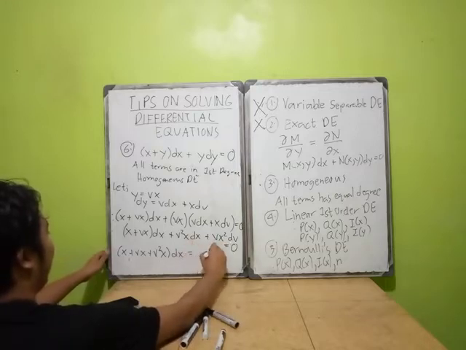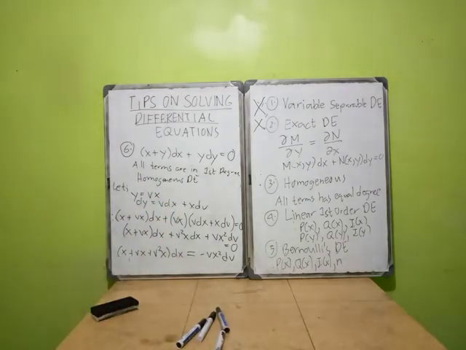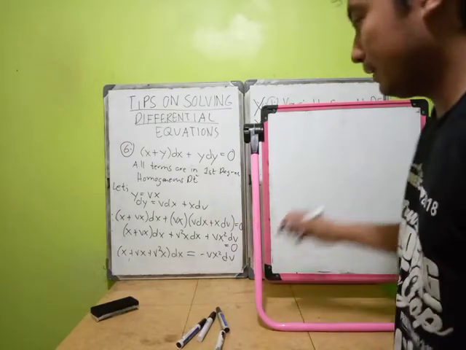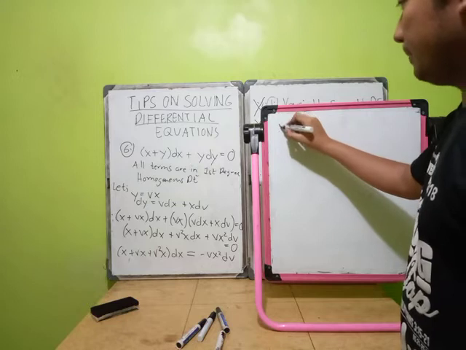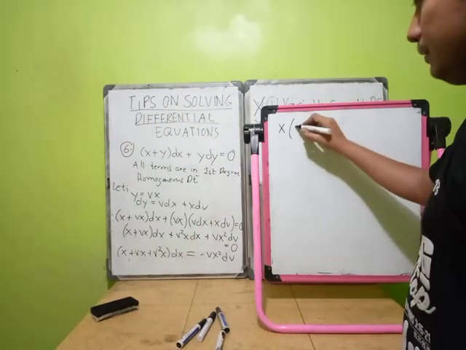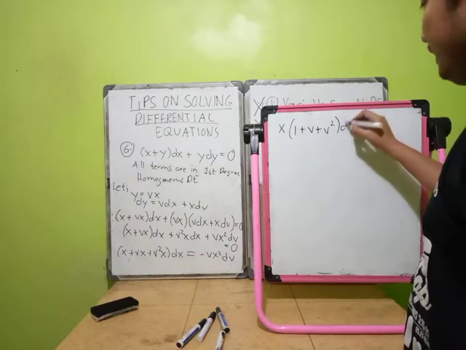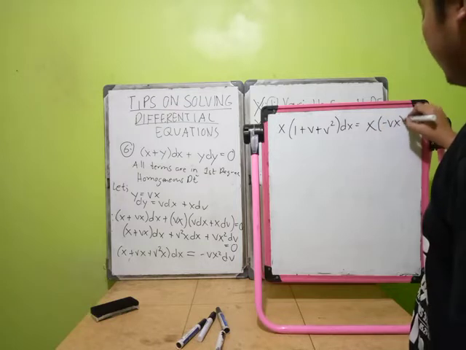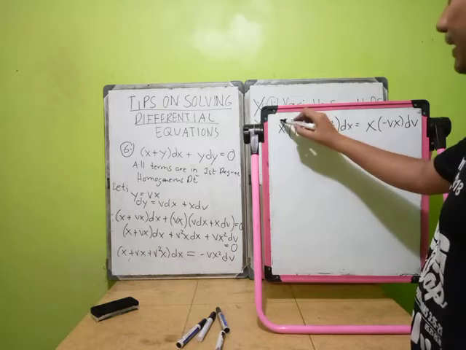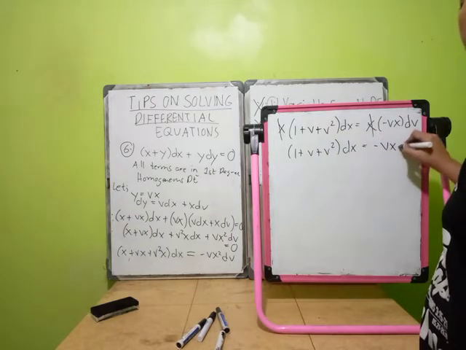Okay, so yung may dv, so may negative vx squared dv equal. So therefore, ito yung mangyari. So from that, factor out ko si x dito sa kabila. So 1 plus v squared dx is equal to, factor out ko rin dito sa kabila si x. So magiging x times negative vx dv. So therefore, cancel out x. So mangyari 1 plus v squared dx is equal to negative vx dv.